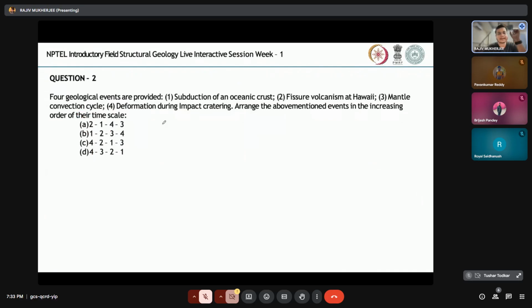Okay, this is something you should know. So there are 4 geological events: number 1, subduction of an oceanic crust; number 2, fissure volcanism at Hawaii; number 3, mantle convection cycle; number 4, deformation during impact cratering. Arrange the above mentioned events in the increasing order of their time scale. So shortest duration to longest duration. That is the question.